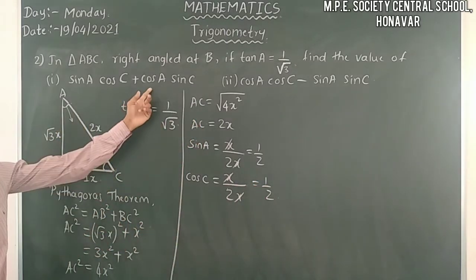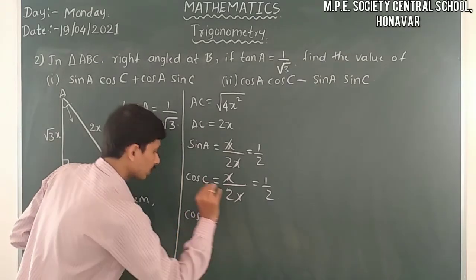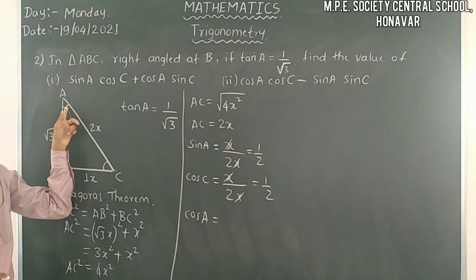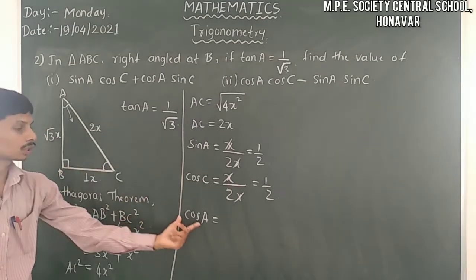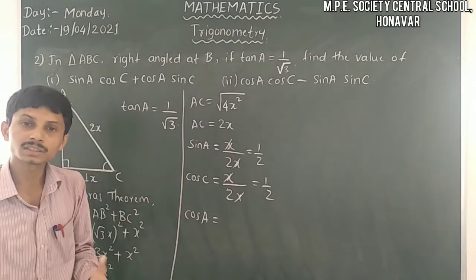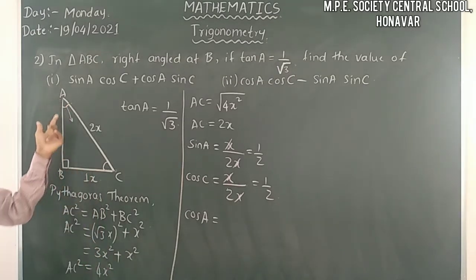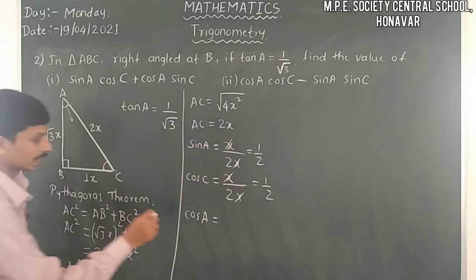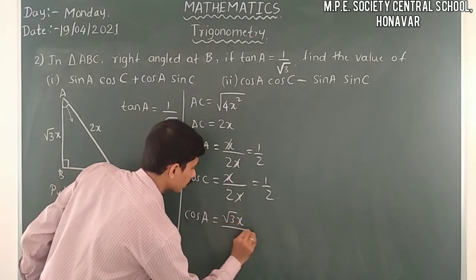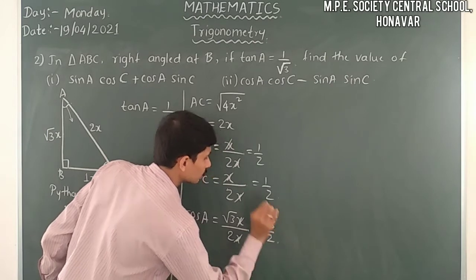Then next one is cos A. Angle A is here. Firstly recognize the angle. So using angle A, we have to apply the cos function. Cos function means adjacent by hypotenuse. So adjacent is this one, that is root 3x, divided by 2x. So x cancels, and we got root 3 by 2.